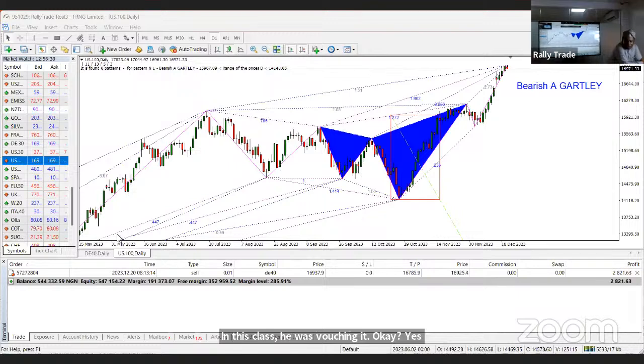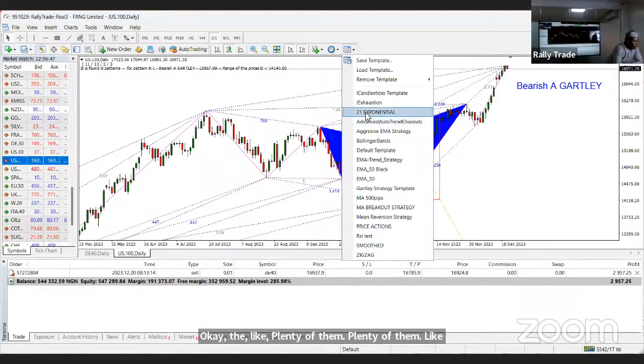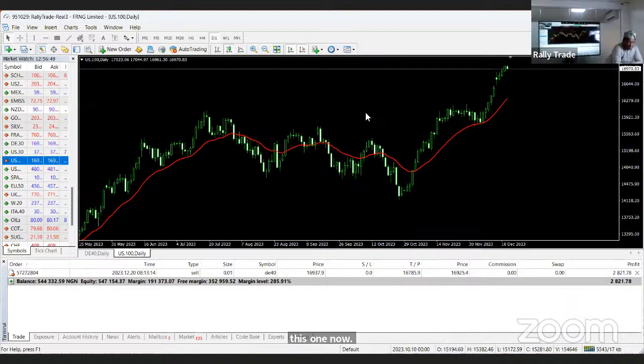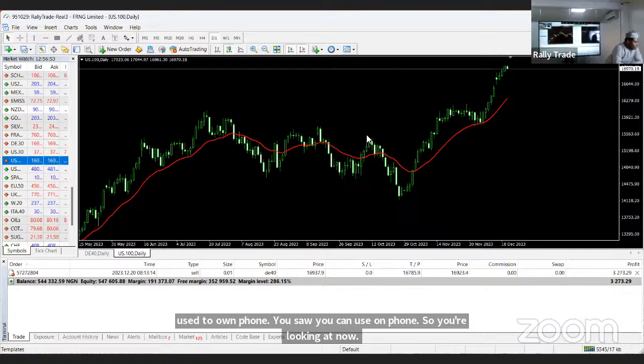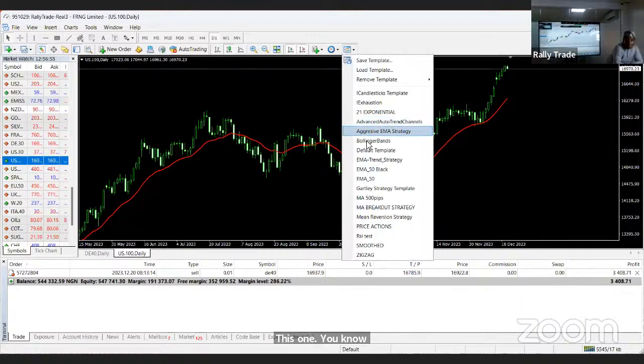Yes, of course. I didn't say it's not available. I said this one you cannot use on phone. This particular one is not used on phone. There are indicators that you can use on phone, plenty of them. Like this one now, you can use it on phone. This one you're looking at now, you can use on phone.